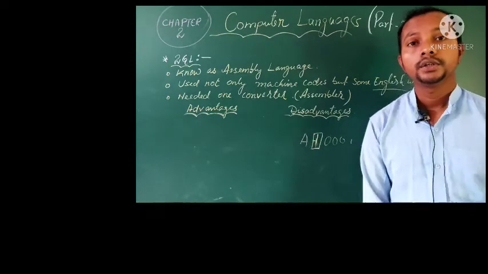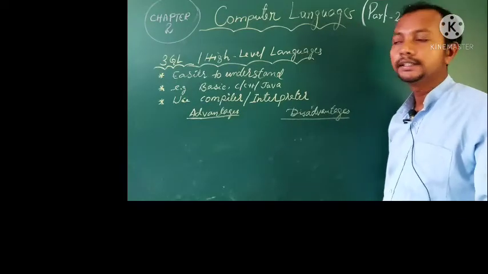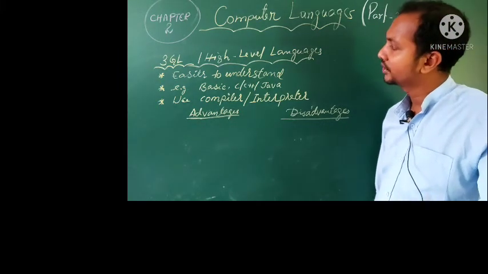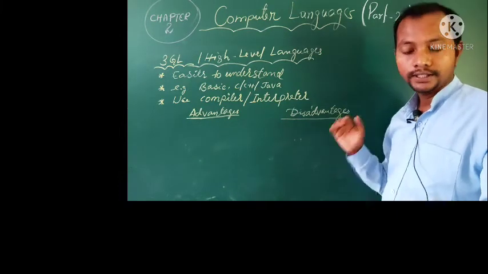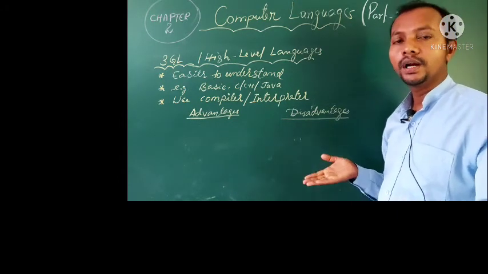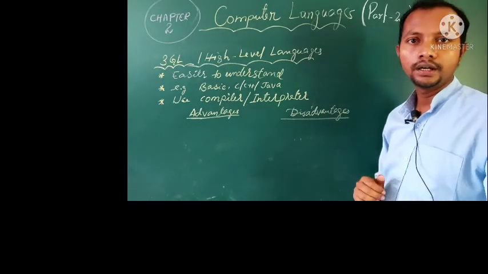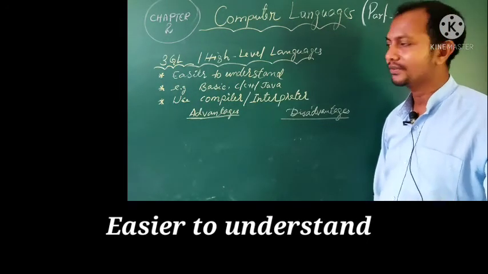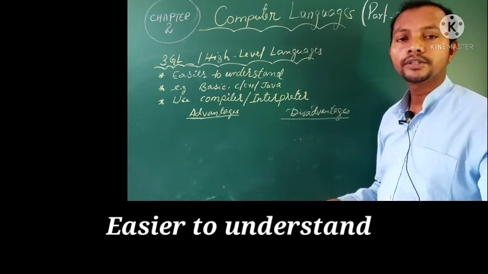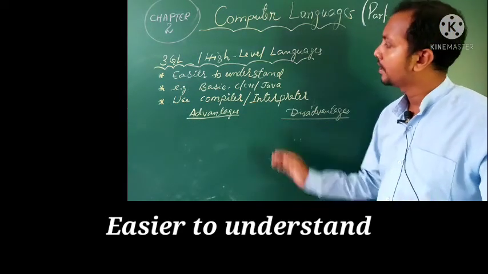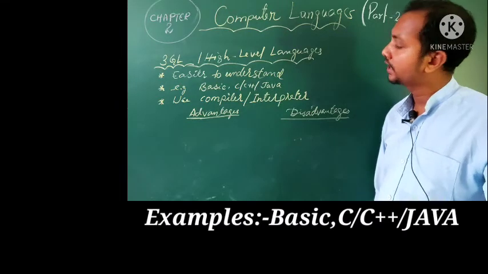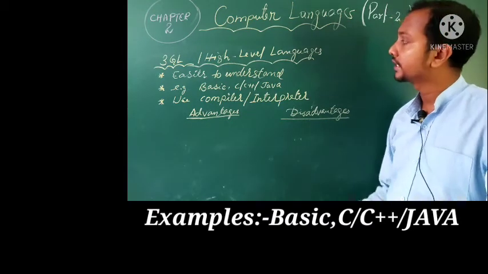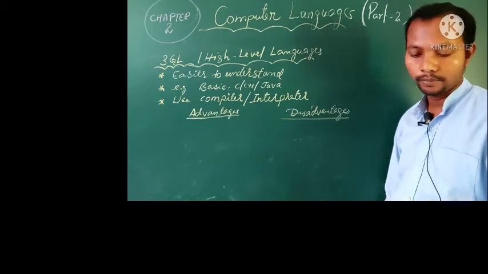Okay, so now let us try to see the third generation. Another way we can call the third generation is high level language. Now this high level language, or third generation language, is one step ahead of the second generation. It is more advanced, so it was quite easier to understand, much easier than the second generation. Some of the examples the book says are BASIC, C, C++, Java. These are examples of high level language, dear friends. These are programming languages.